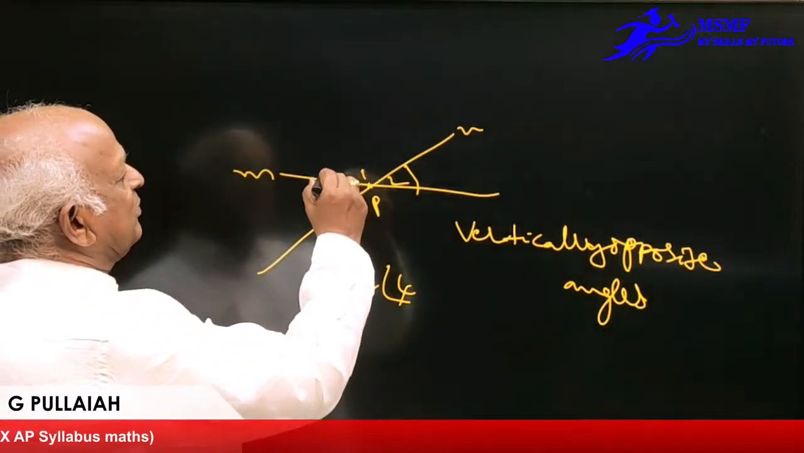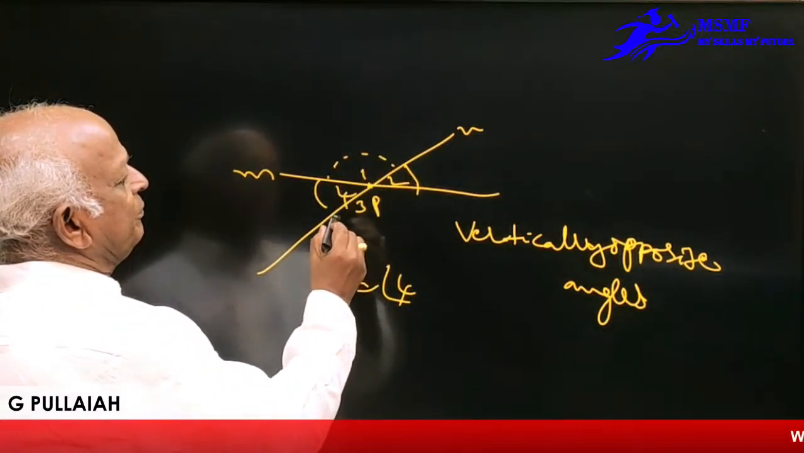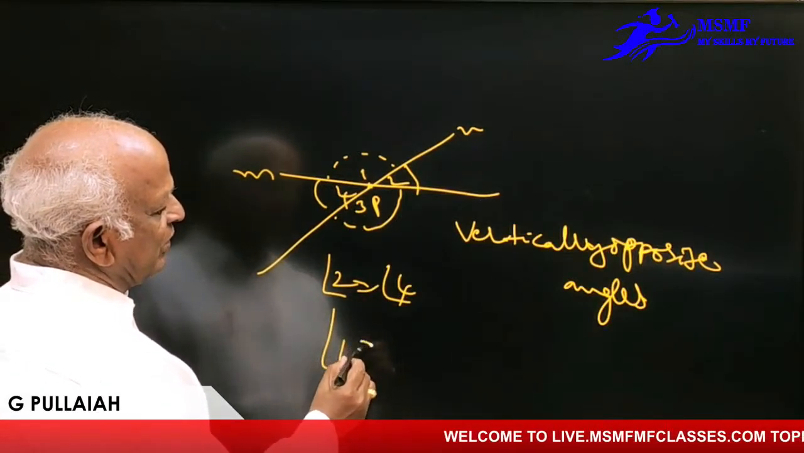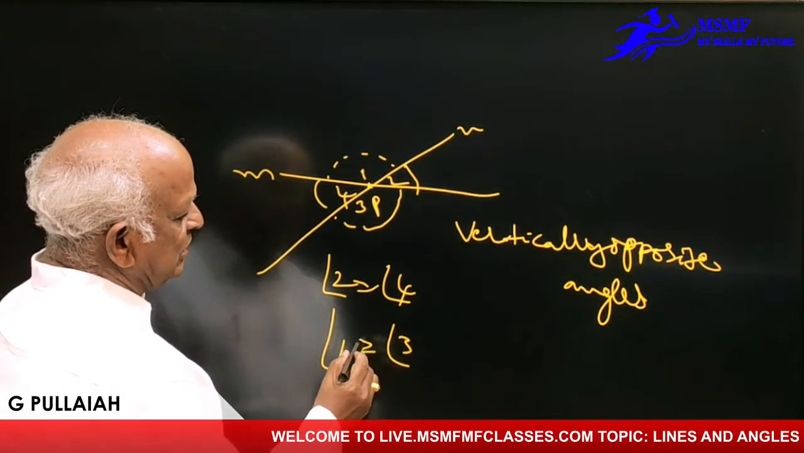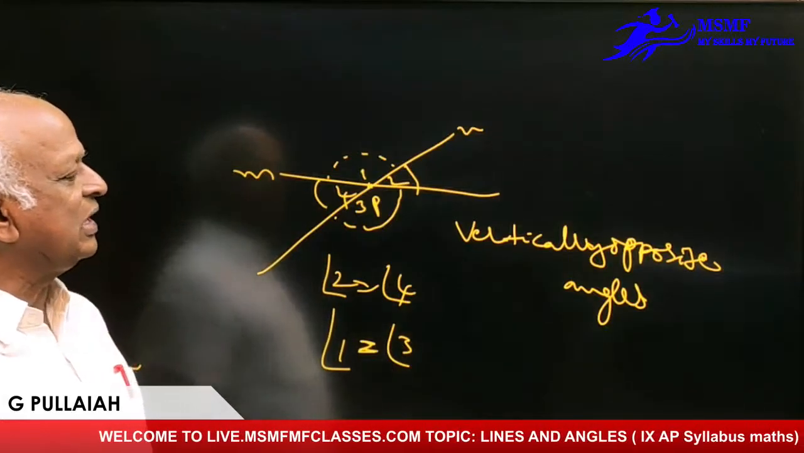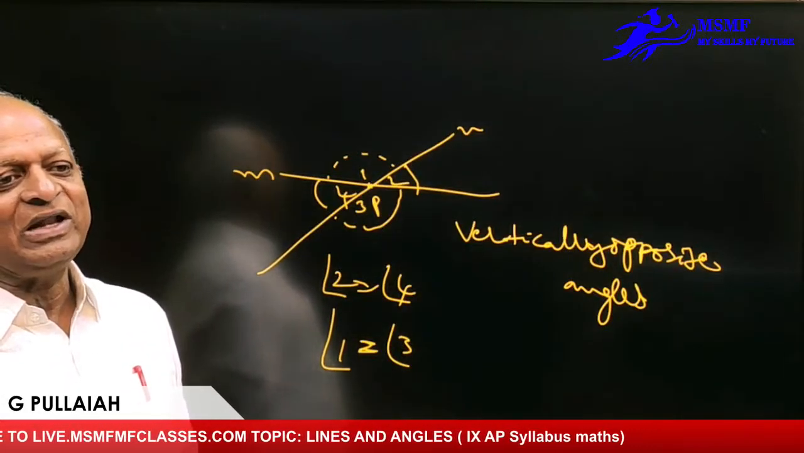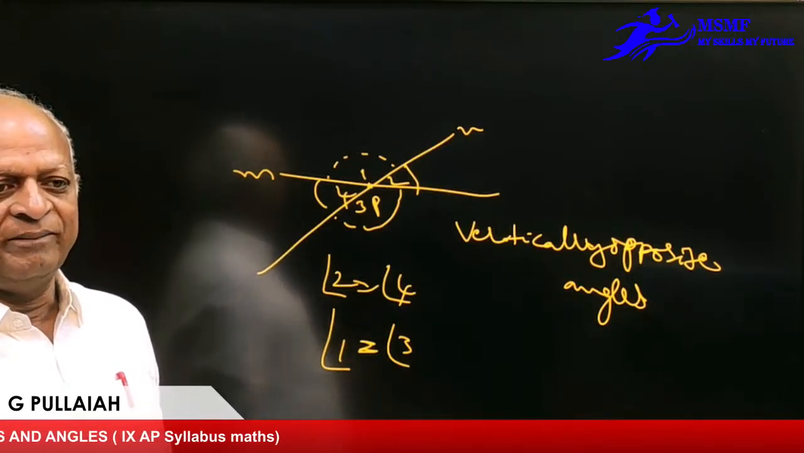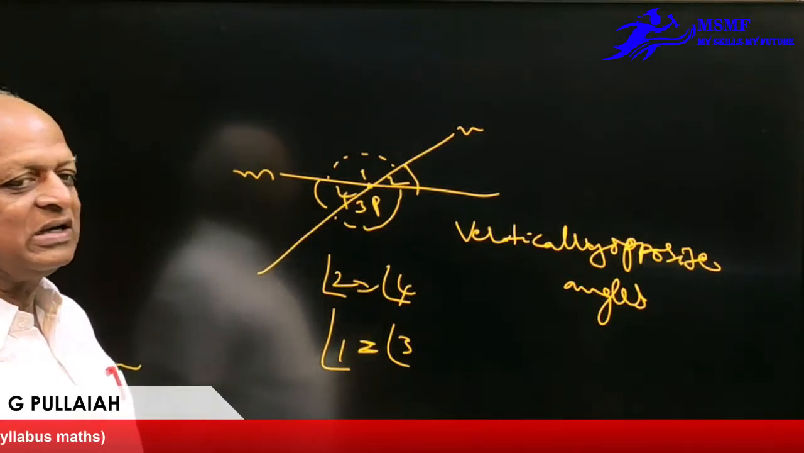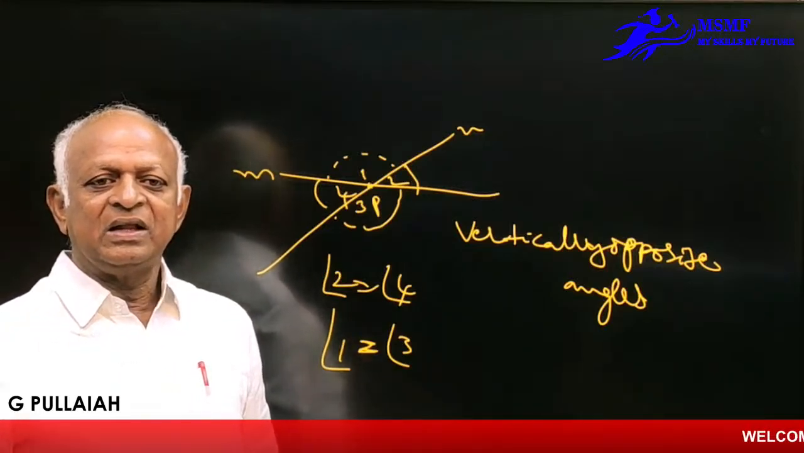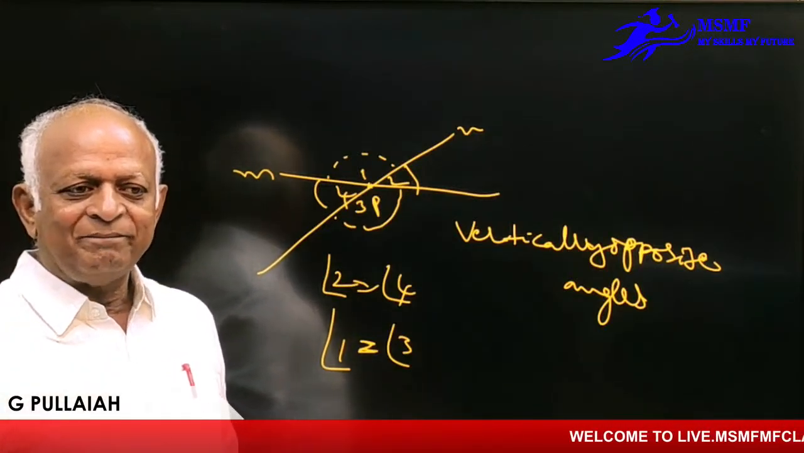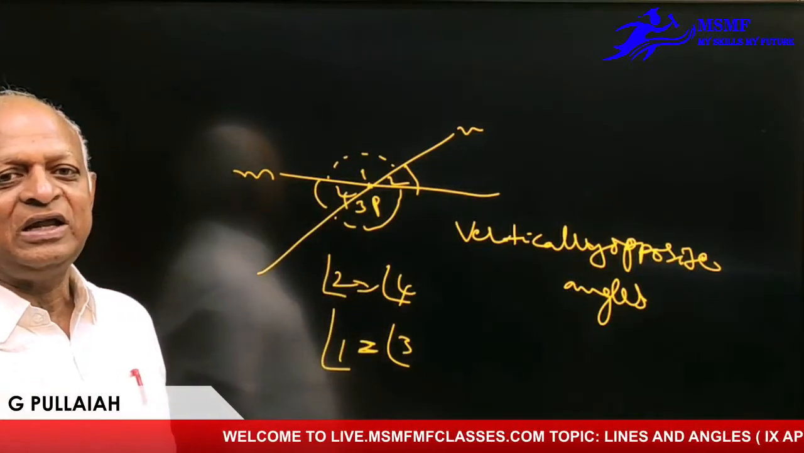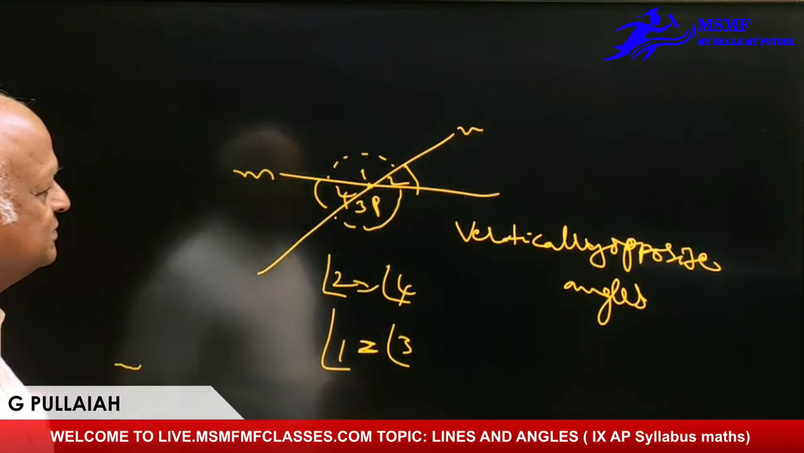Similarly, if you think about 1 and 3, these two are also vertically opposite angles. So you can say that these two angles are equal. So think very carefully: the vertically opposite angles are equal. When two lines intersect each other, four angles are formed. Among these four angles, the vertically opposite angles are equal.